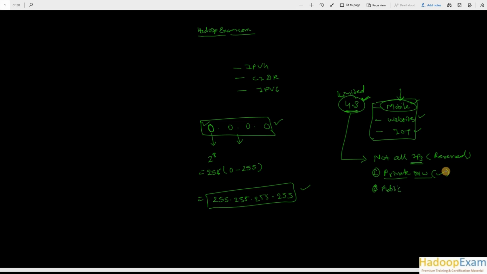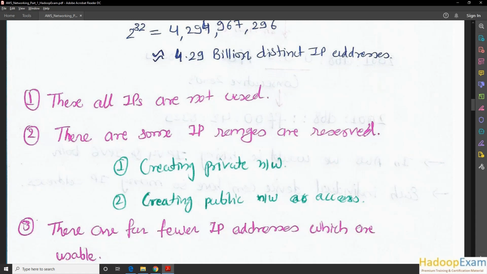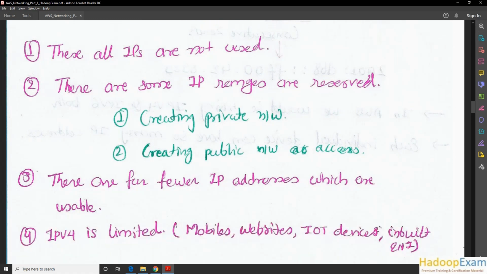Like some website wanted to have a public IP address, and that should be static. So this kind of requirement is also there. So this is another way where we reserve the public IP addresses. And there are other purposes like broadcasting, loopback IP addresses, and a lot of IP addresses have already been consumed or reserved for some purposes. So even you are not getting the 4.3 billion IPs which are available. There are far fewer IP addresses which are usable.